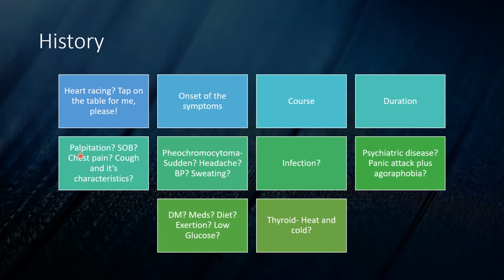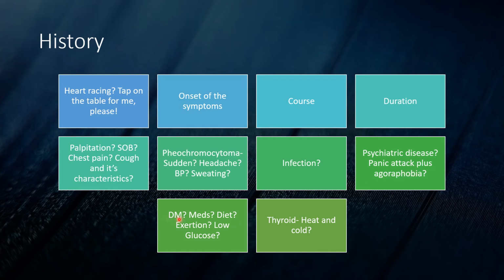Then we'll go through each of the symptoms again. You can go back to the list, like palpitations, shortness of breath, chest pain, any cough. What are the characteristics of the cough? If we're ruling out pheochromocytoma, then the situation will be sudden with headache, and the BP will go up with fast heartbeat and sweating. Any infection that is ongoing associated with fever, high temperature, and sometimes it can be even hypothermia, right? Any psychiatric disease like panic attack, with or without agoraphobia.